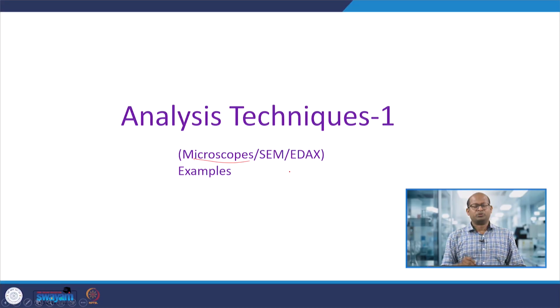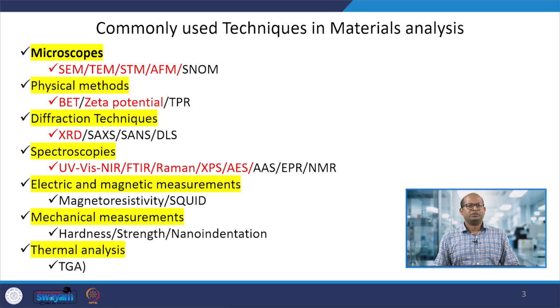There are various analysis techniques or characterizations available to characterize the nanomaterials, nanoparticles, or nanoporous materials, whatever we synthesize. So today we will basically discuss SEM image analysis. The basic instruments that we'll discuss, and you will see the microscopic techniques, various microscopic techniques that we'll discuss. Then SEM image analysis and a few examples on this particular technique.